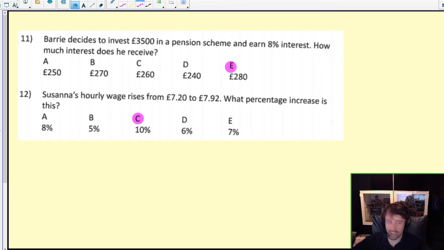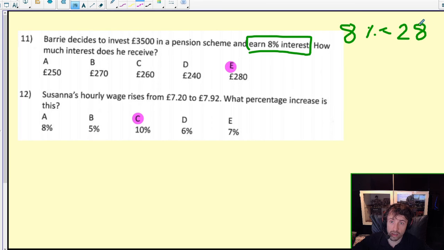Again, I'm sure you're getting the hang of this now. Barry decided to invest this much money and earn 8% interest. So again, that's a sign of it going up. So what is 8%? Well, 8% is going to be 1% times 8, or 5% plus 1% plus 1% plus 1% to get there. However you do it, 8% of 3,500 should have been 280. And then, since that's what we're gaining, we're adding on. Oh, well, it's in fact even easier. It just says how much interest does he receive. So there you go, 280. We didn't even have to do the add. They obviously do that bit for us.